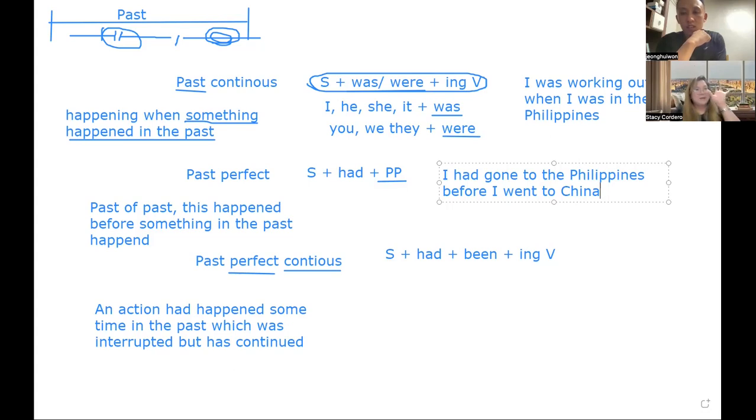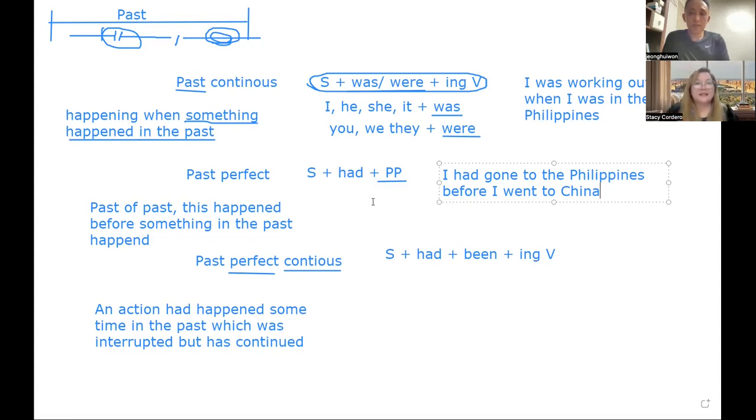So see, past perfect is a past from the past. Okay. I had gone to the Philippines. You had gone to the Philippines before you went to China. And then this is China. But right now, you are in Korea. That is how we use past perfect. Okay. Two pasts before the present.